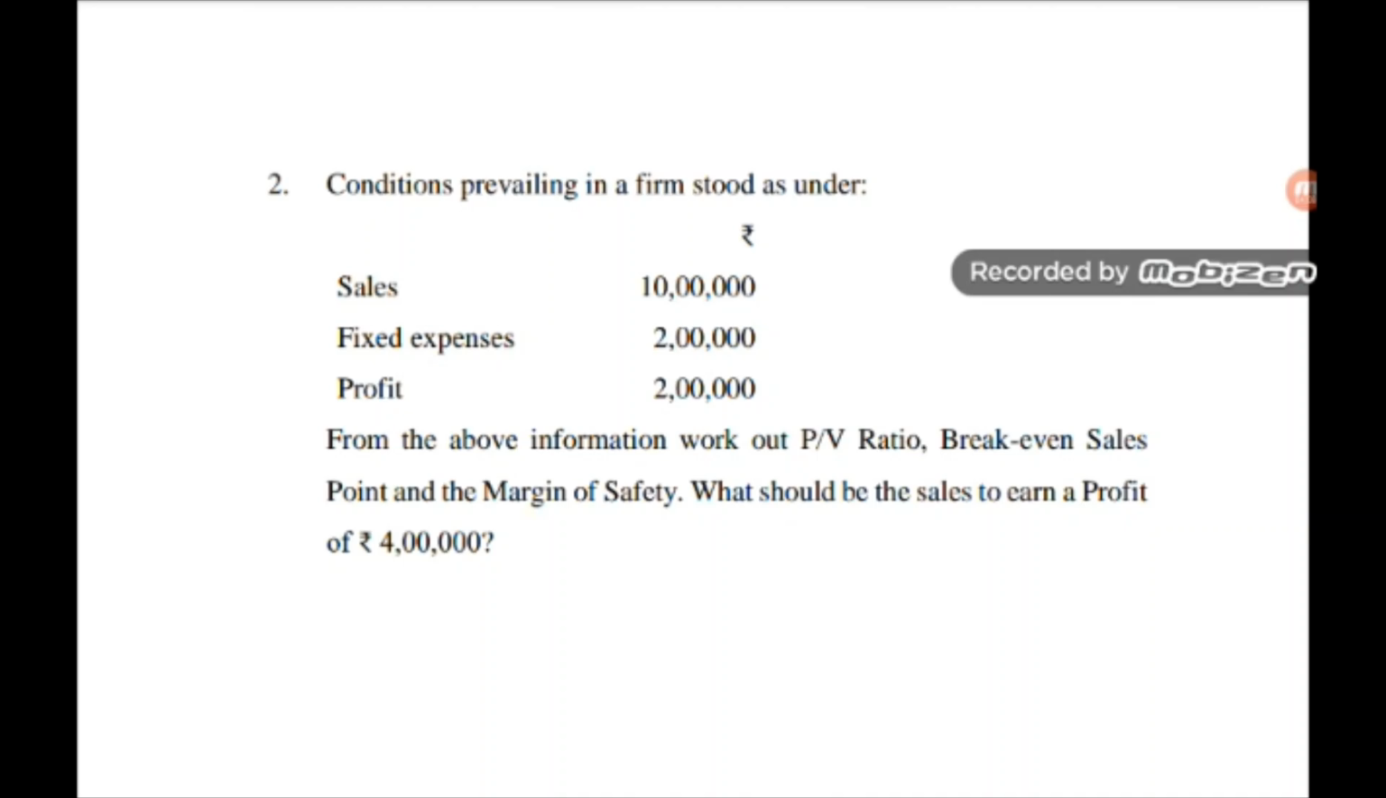Problem number 2. Conditions prevailing in a firm stood as under: sales rupees 10 lakh, fixed expenses rupees 2 lakh, profit rupees 2 lakh. From the above information, work out PV ratio, break-even sales point and margin of safety. What should be the sales to earn a profit of rupees 4 lakh?